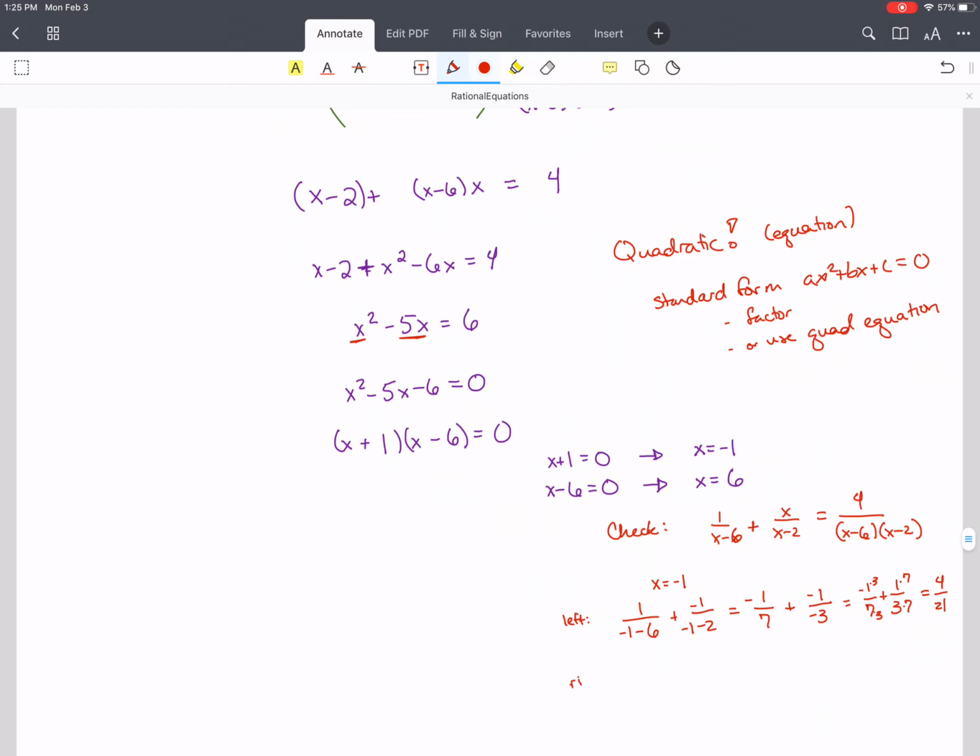Meanwhile, on the right side, if I plug in 4 over -1 minus 6, -1 minus 2, I get 4 over -7, -3, which is 4 over 21. Hey, that works. I get the same thing on the right and the left. So x equals -1 is indeed a solution.